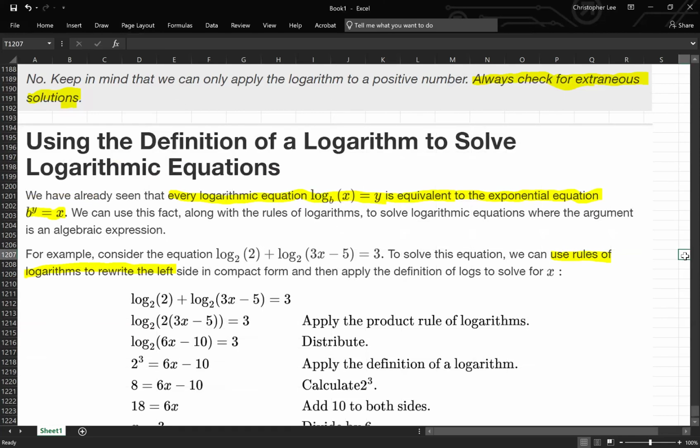Now we want to talk about using the definition of a logarithm to solve logarithmic equations. We have already seen that every logarithmic equation of log base b of x is equal to y is equivalent to the exponential equation b to the y power is equal to x, right? So we can use this fact along with the rules of logarithms to solve logarithmic equations where the argument is an exponential expression.